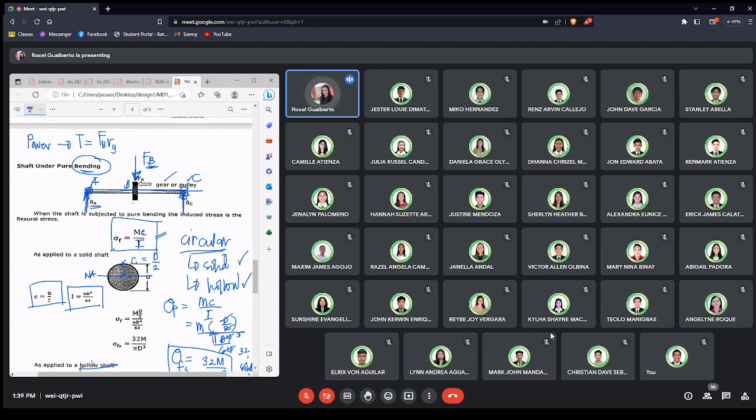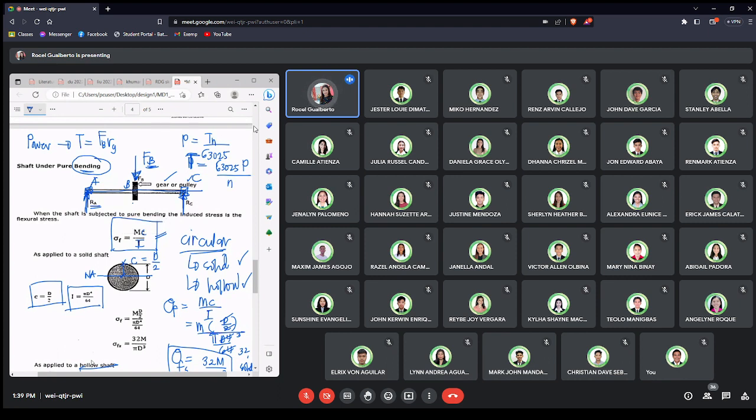So, i-recall niyo po ulit yung mga power formula natin dati. Pinakamalimit po natin gamitin dyan is yung power equal to Pn over 63025. So, from there, torque would be equal to what? 63025 times power divided by N.